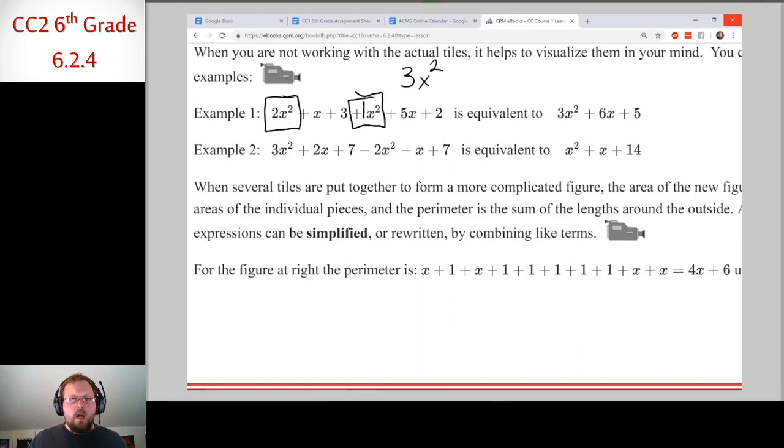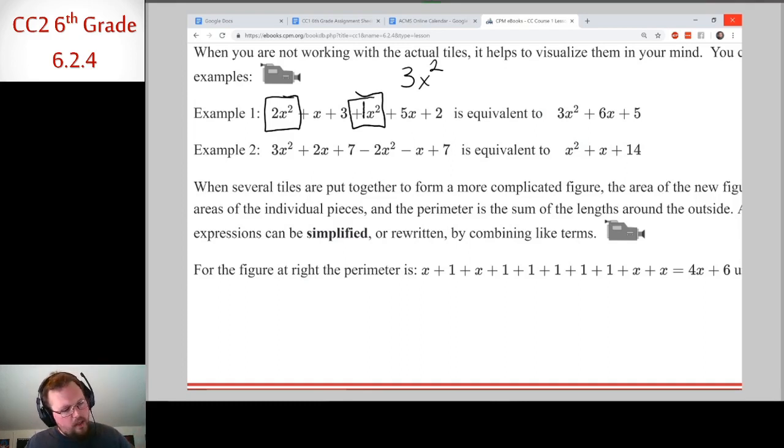Also make note that the exponent above that does not change, and do not say 3x2. It's not correct to say it that way. This specifically is 3x squared.